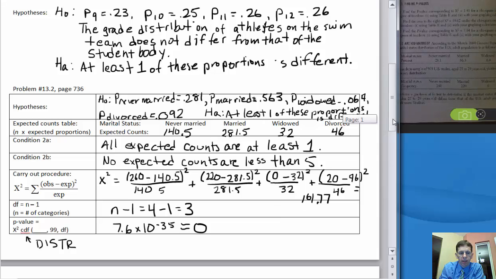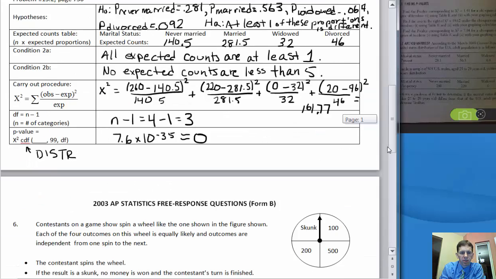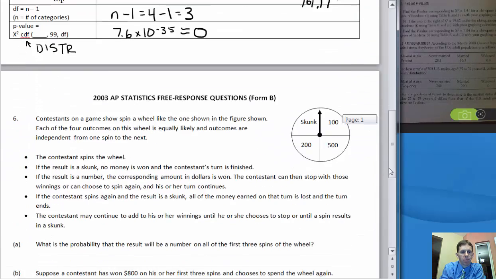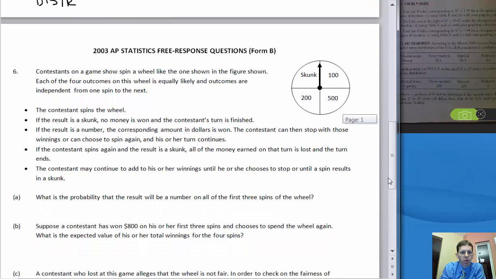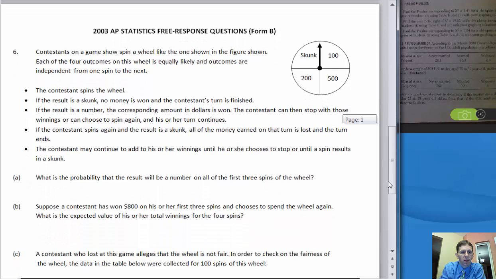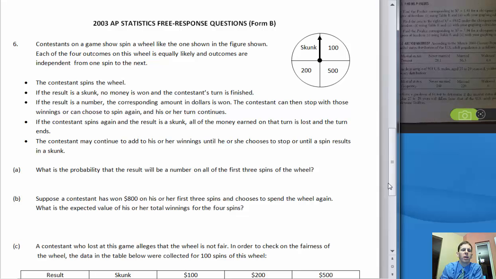So what we're going to conclude with today is a problem from a past AP exam. This is from the 2003 exam. Contestants on a game show spin a wheel like the one shown in the figure. Each of the 4 outcomes on this wheel is equally likely, and outcomes are independent from one spin to the next. The contestant spins the wheel.